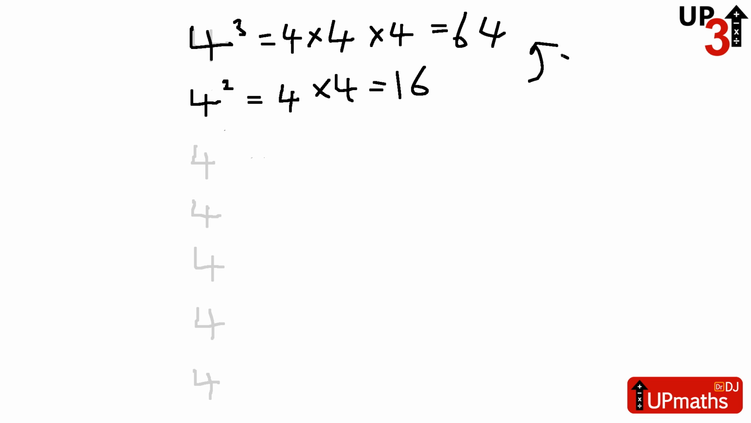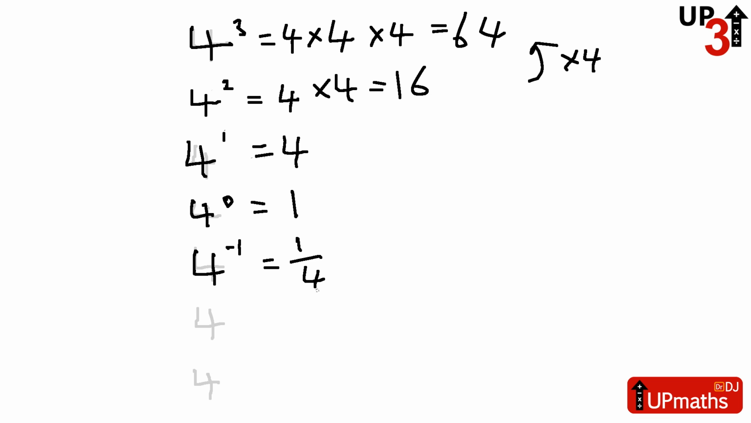Notice that's just being times by 4 as the power changes by 1. 4 to the 1 is 4. 4 to the 0 is 1, because whenever timeses and divides cancel, they leave a 1 behind. 4 to the minus 1 is a quarter. 4 to the minus 2 is 1 over 16. I'm just going to draw attention to a couple of things now, and then we'll do the next one.